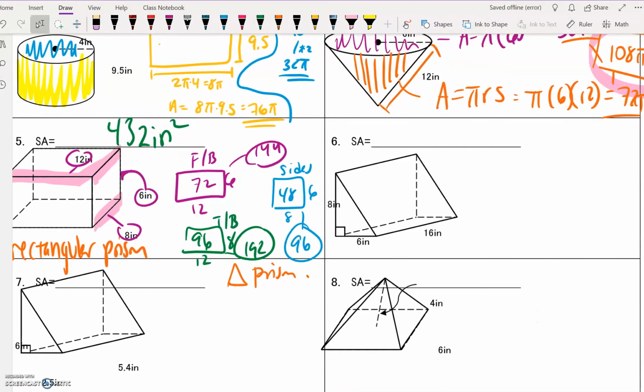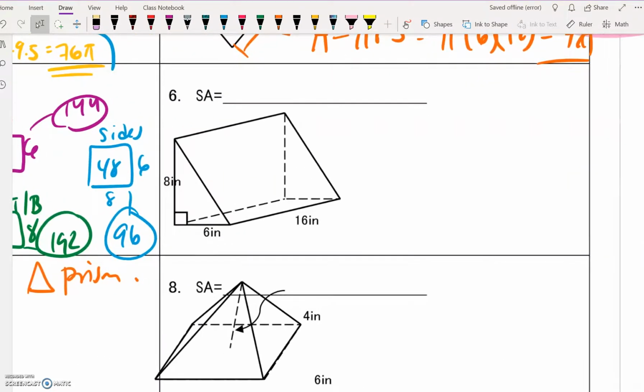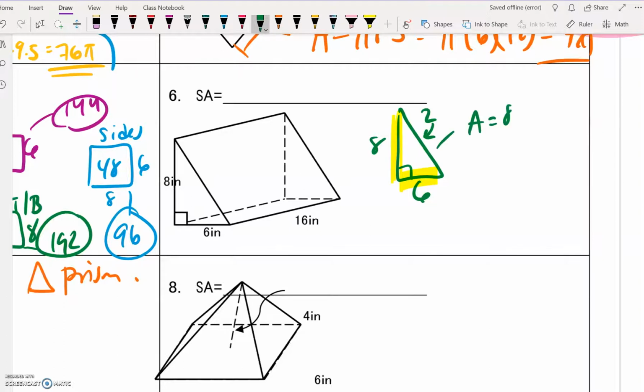And then we're going to do our triangular prism. Now our triangular prism, remember you want to kind of break it up. So I've got 2 triangles, and they're 8 here, 6 here. Remember, your base and your height need to be making a right angle to each other. So if this is your base and this is your height, you gotta have that right angle. So your area is going to be 8 times 6 divided by 2. And then remember, you're going to take that 24 and double it.